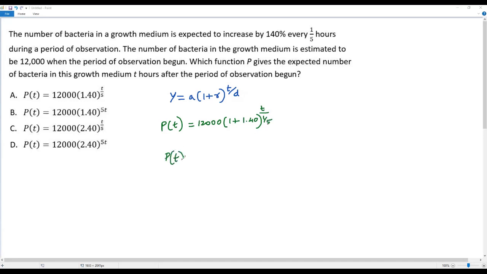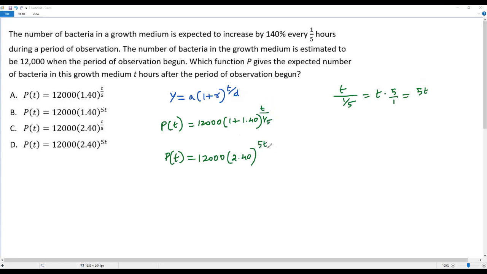Okay, then we have P of t equals 12,000. When I add 1 and 1.40, I'm getting 2.40. Let's simplify this exponent, that is t over 1/5. We can change this division as multiplication. Get the reciprocal of this one, then I'm getting 5 over 1. So t times 5 can be written as 5t. 5t over 1 is just 5t. So the simplification of this one is 5t.